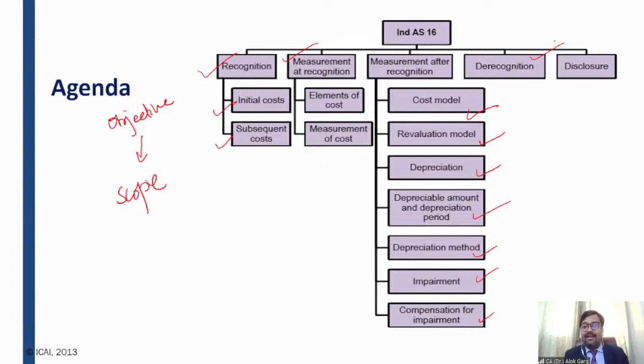Then derecognition. Derecognition means when the property, plant and equipment has been discarded, sold off, disposed of, then what will be the accounting treatment of this at the time of derecognition. And of course, the last theoretical concept is disclosure. We'll talk about disclosure as well, right?